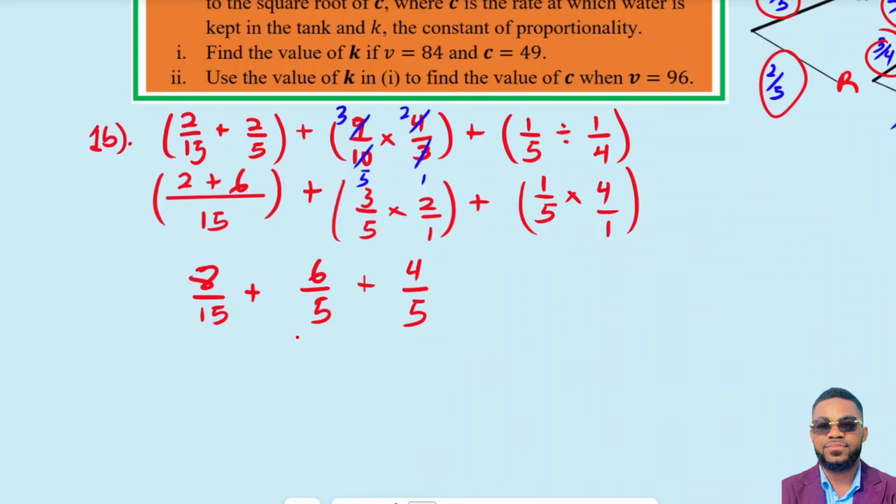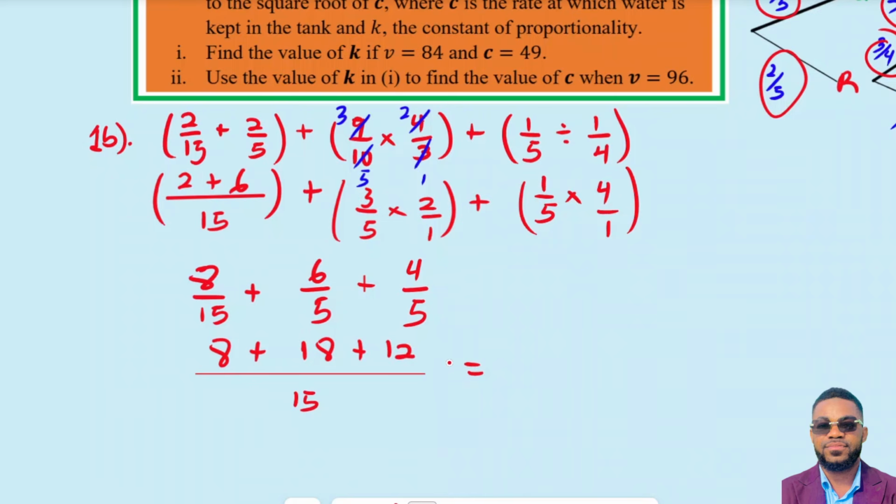And what do we do? We have to find the LCM. So the LCM for 15 and 5 is going to be 15. That's obvious. So now 15 goes into 15 one time. 1 times 8 is going to be 8. And 5 goes into 15 3 times. 3 times 6, that's going to be 18. 5 goes into 15, 3 times 4, that's going to be 12.